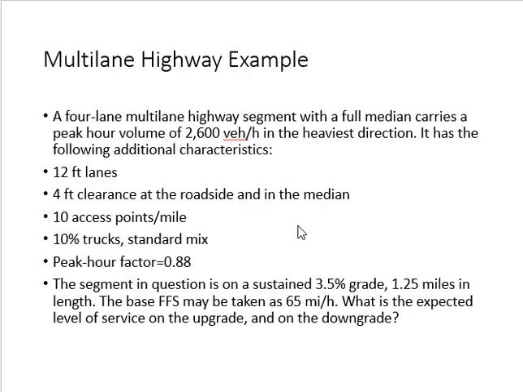Okay, now we have a multi-lane highway. Again, 4 lanes, there's the median, the volume is given, the lane width, the lateral clearance, and 10 access points per mile, 10% trucks, peak hour factor is given, segment has 3.5% gradient and 1.25 miles length. The base free flow speed is given. What is the expected level of service on the upward grade and the downward grade?